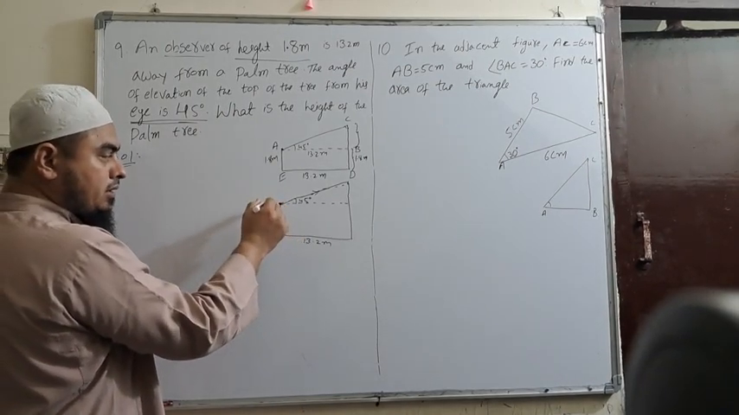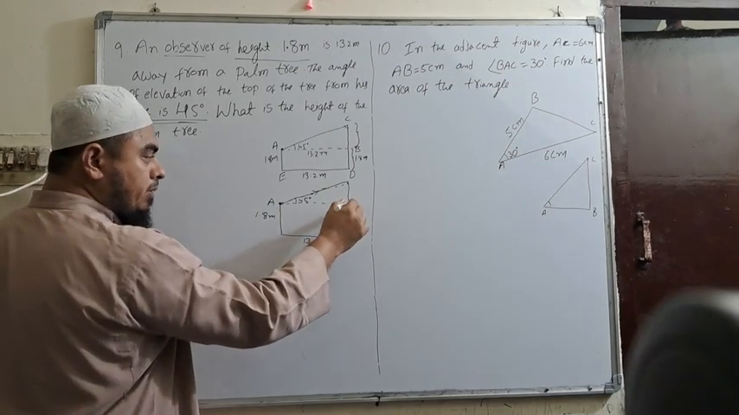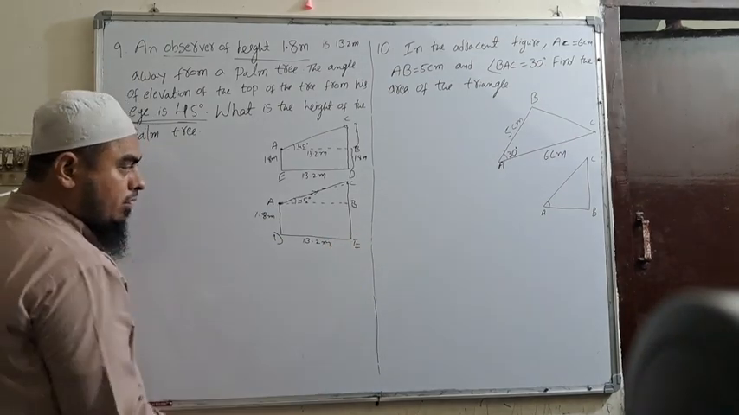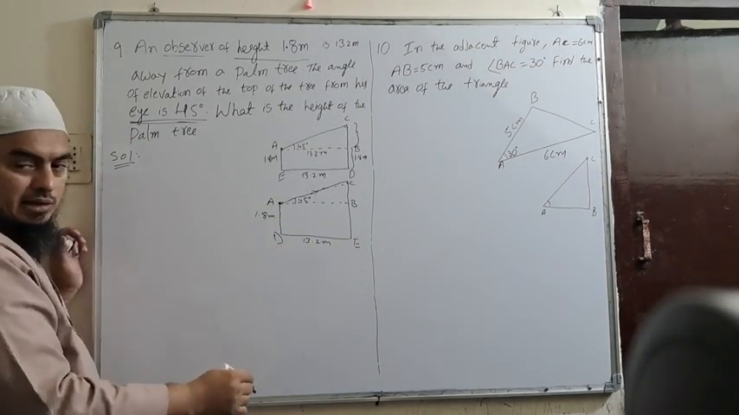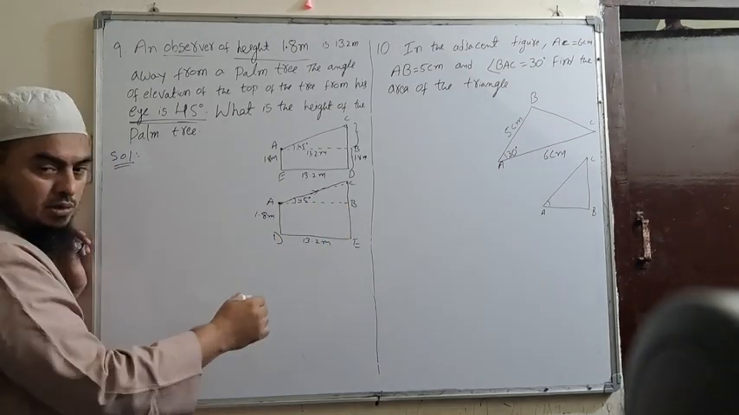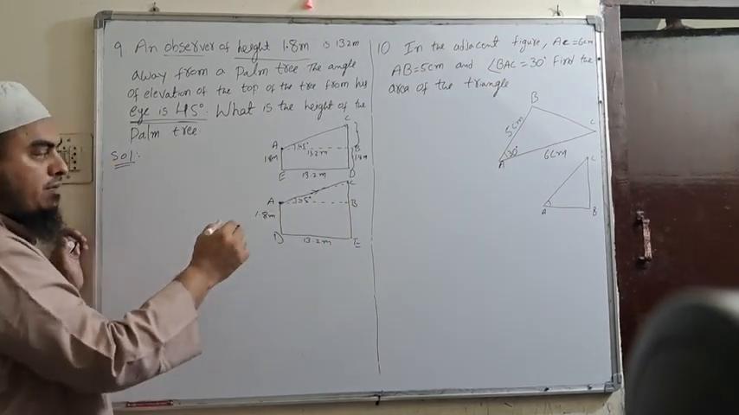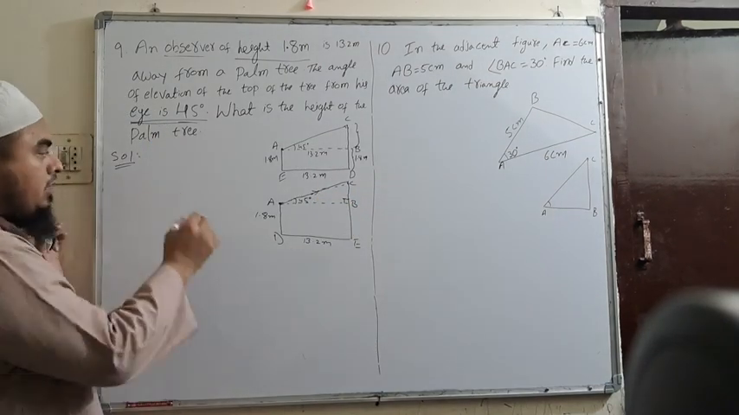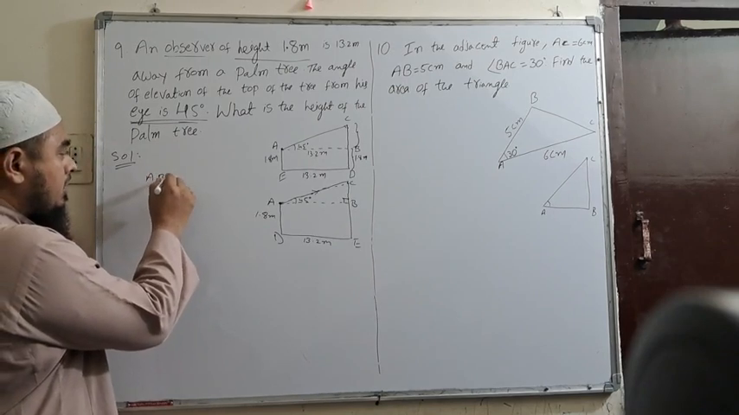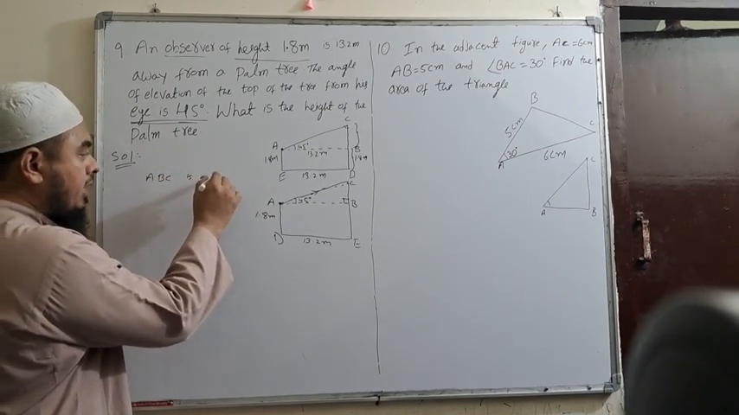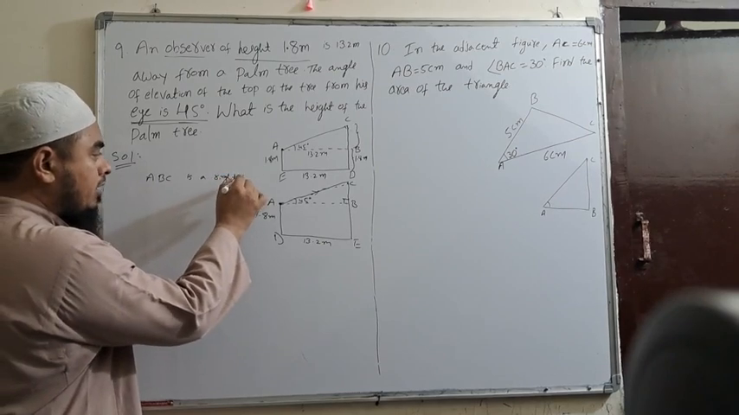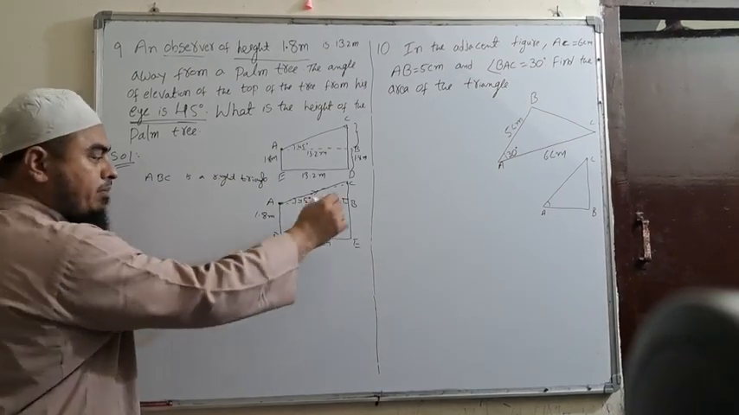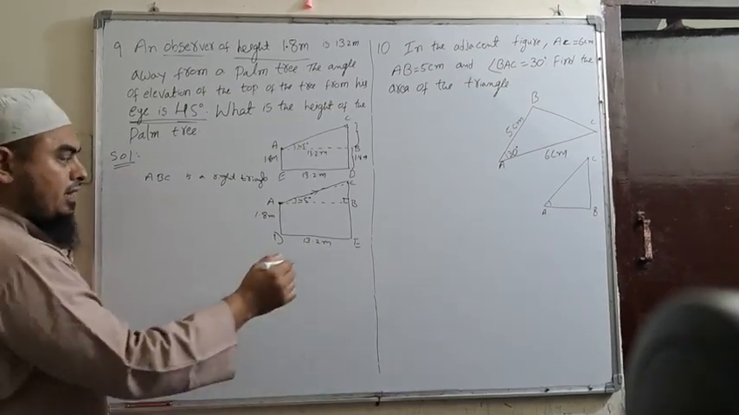Now here we can give the names of the points A, B, C, and here we have D and E. So AB is parallel to DE and BE is parallel to AD. Here ABC forms a right angle triangle with the right angle at B. So ABC is a right triangle, and here ABED forms a rectangle.